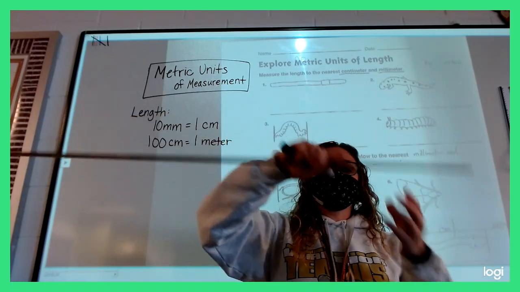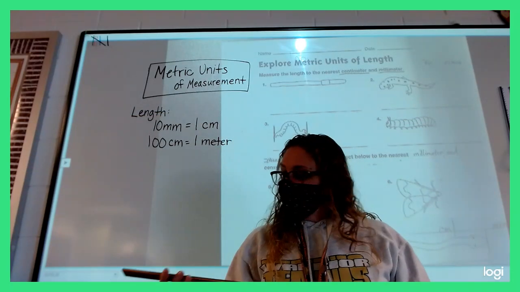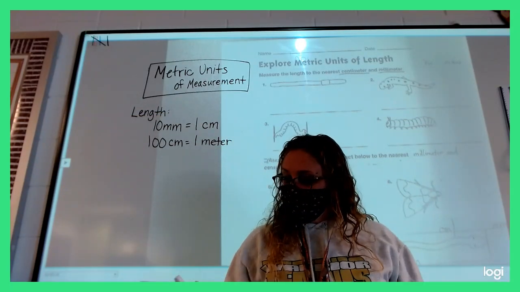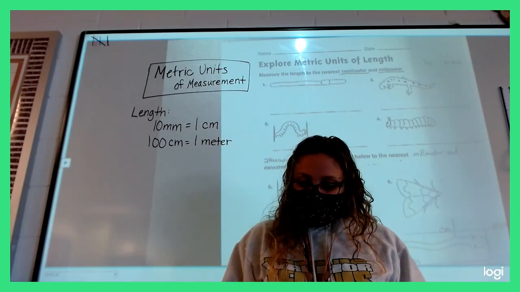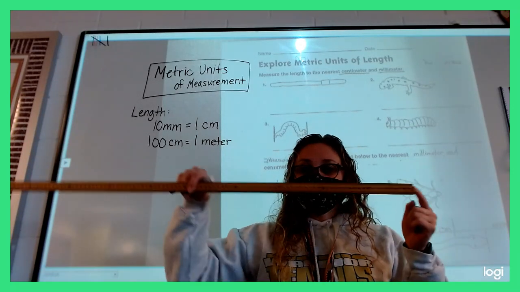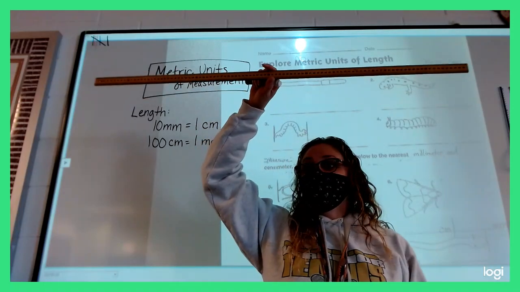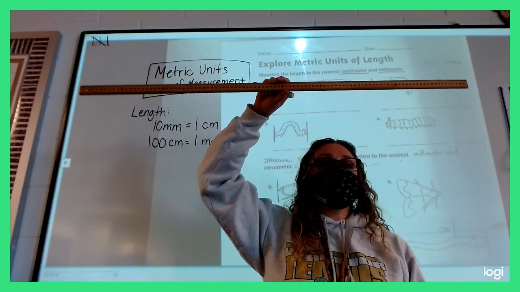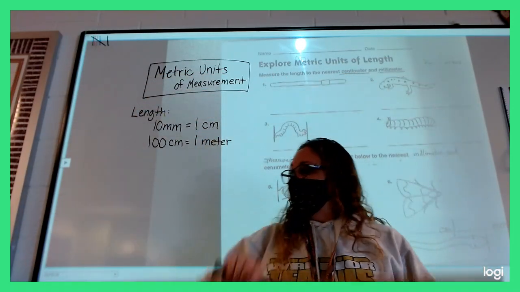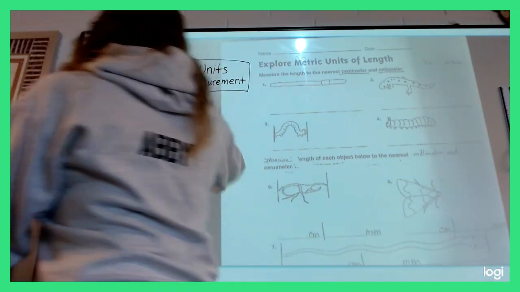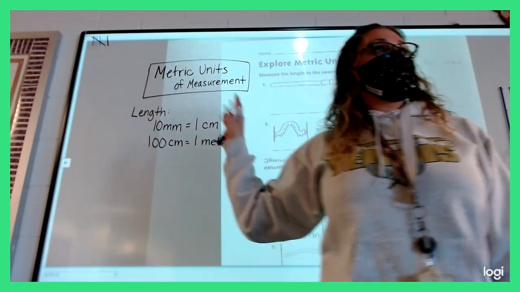But a meter stick is a little bit longer, and if I look on the side with centimeters, and I go all the way up, 50 is in the middle, 100's at the end. So this has 100 centimeters, so it is a meter, okay? So this is the length of a meter. All right, any questions on this information here?